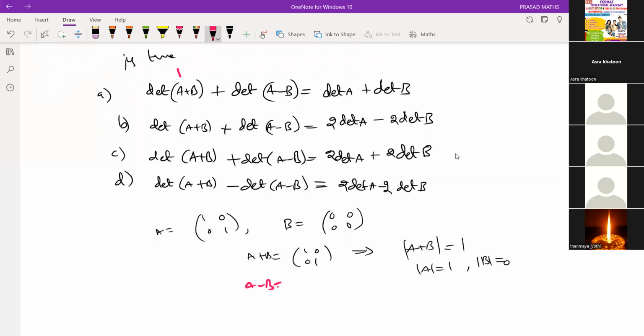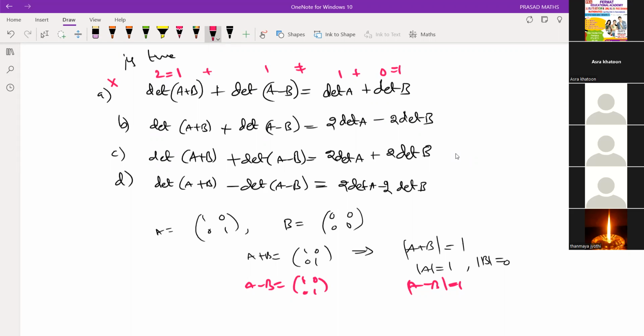Det of A minus B: what is A minus B? Anybody? A minus B is also [1 0; 0 1]. What is det of A minus B? Same, 1. Det A is 1, det B is 0. The question is, is 1 plus 1 equal to 1 plus 0? No. Therefore, it is discarded. 1 plus 1 equals 2, which never equals 1. Therefore, this option is discarded.